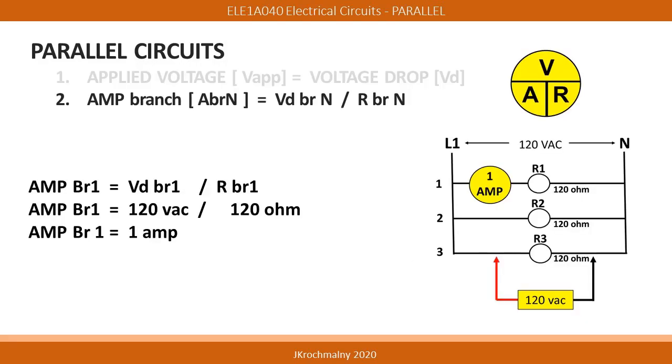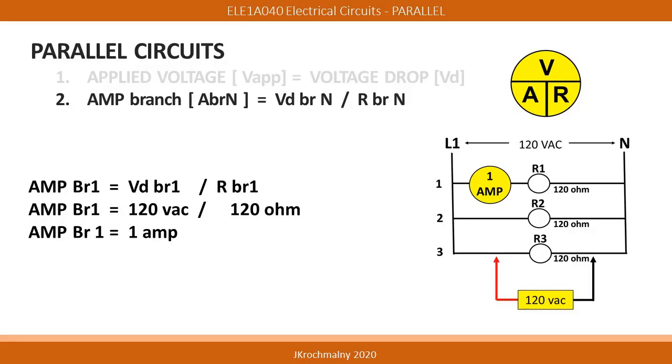Using our understanding of the Ohm's law formulas, we can determine each branch's amperage by dividing the branch voltage drop by the resistance of that branch. In this graphic, we calculate 120 volts AC divided by 120 ohms in each of the branches, resulting in 1 amp each in the branch.